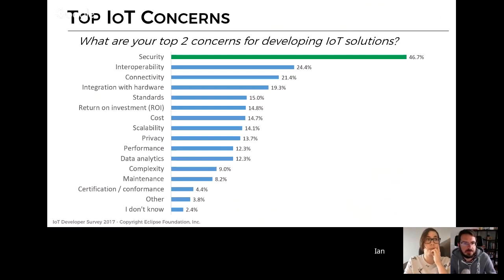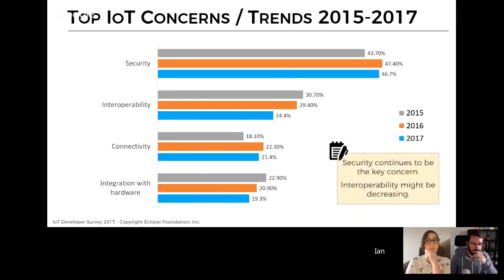So in terms of concerns, security continues to be the top concern. We asked the survey question, what are your top 2 concerns? And security, not surprisingly, continues to be the primary one. Interoperability, connectivity are the secondary. I think one of the interesting things we're seeing this year is that it appears, and I want to say appears, that the emphasis on interoperability is going down, and it's not a huge decrease, but it's certainly trending that way.